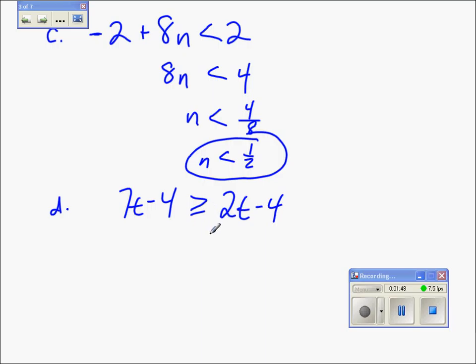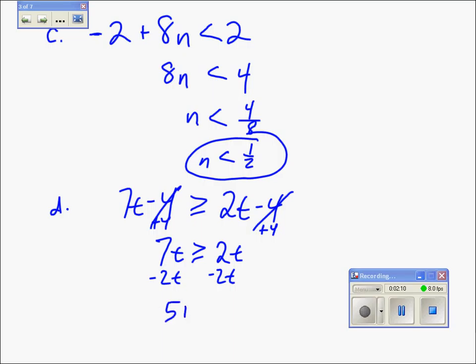Okay, this next problem, the first thing I'll do is add 4 to both sides, 7t greater than or equal to 2t, because when you add 4 to both sides, the 4's both go away in tandem. Now you can subtract 2t from both sides, and notice this will not change our sign. 5t is greater than or equal to 0. So divide by 5 on both sides, t is greater than or equal to 0.